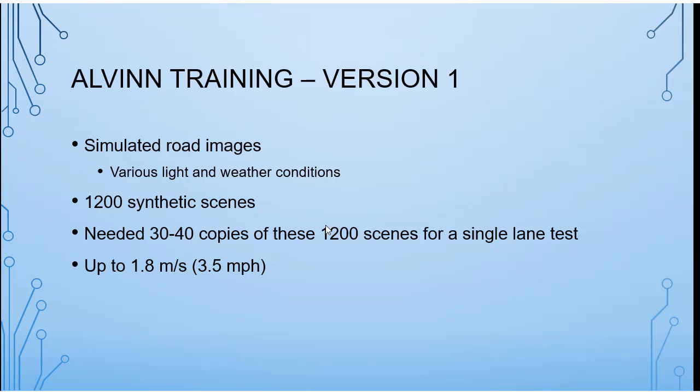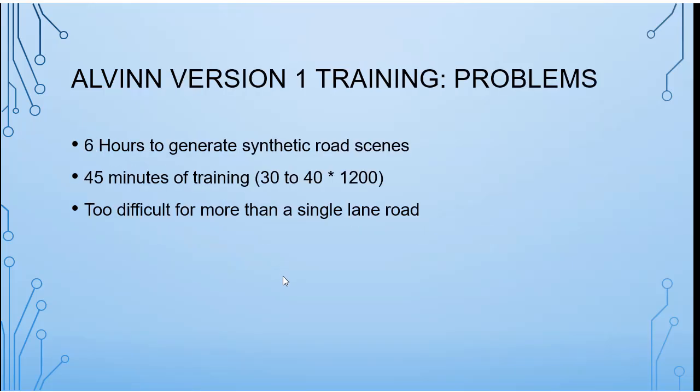But it took a long time to generate the synthetic road scenes. We could do that much faster now. It took a lot of training. We could do that much faster now. Couldn't really do it on more than a single lane road. Maybe we should say hooray that it was too difficult, because I think the solution that Pomerleau came up with was a much better and more realistic approach. Watch a human drive and use that as an example.